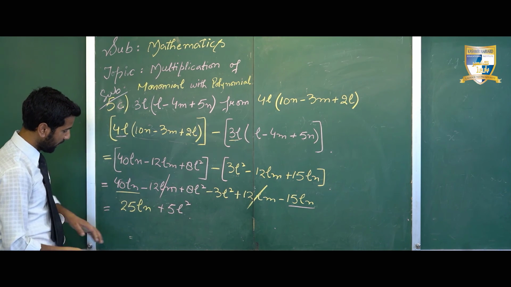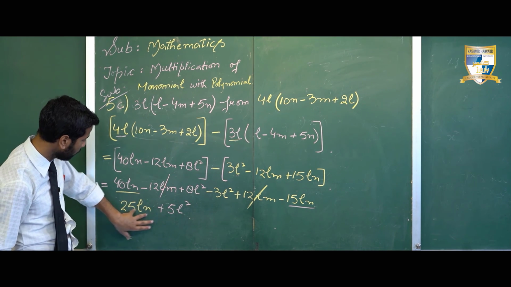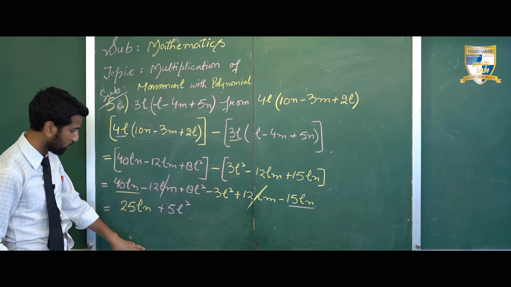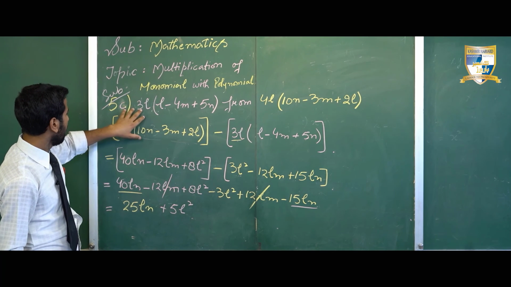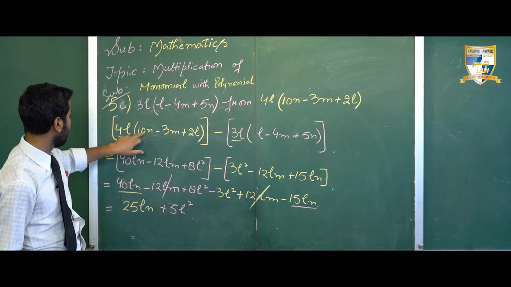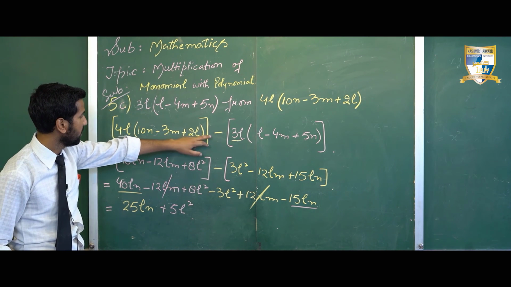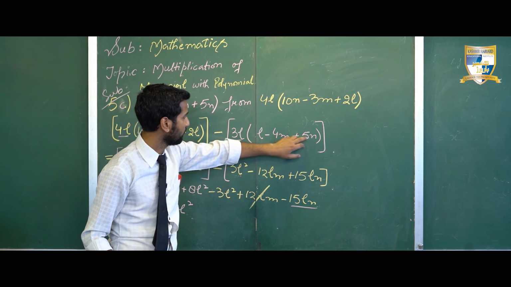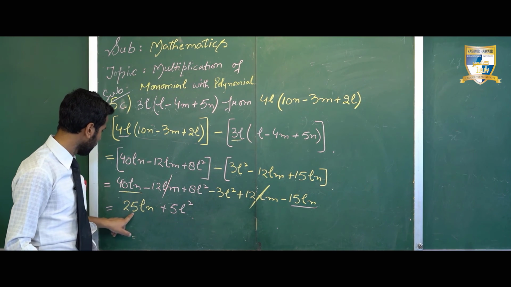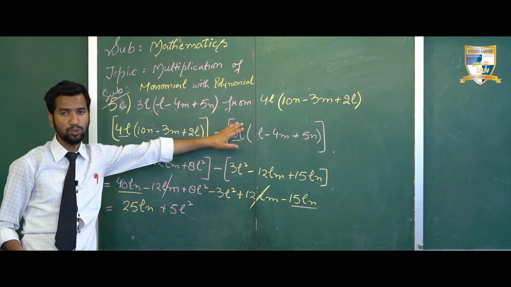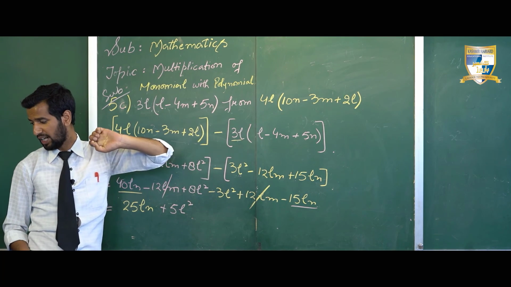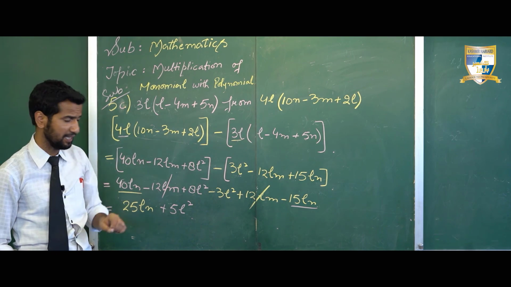square. Now what about after this? Now the two terms are unlike. We can't proceed further. So that is the end of our question. The subtraction of 4l, 10n minus 3m plus 2l from 3l, l minus 4m plus 5n yields 25ln plus 5l square. So that is the difference of these two expressions. That is question number 5, part number C.